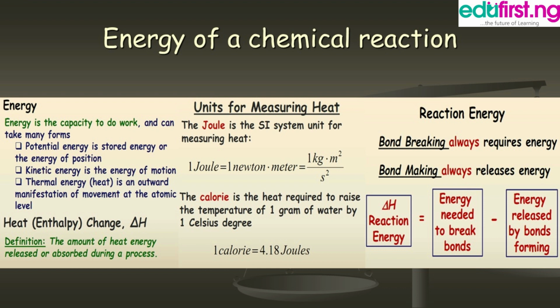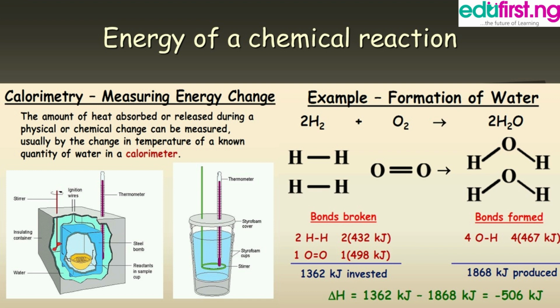The instrument used in measuring this heat is called the calorimeter, and a typical example is when you are reacting two molecules of hydrogen and a molecule of oxygen to form water. There is a bond breaking in hydrogen and oxygen, while a new bond is formed in water. Now, when you take the difference between these two heats, you have the heat of reaction. And in this case, it's endothermic since we have minus 506 kilojoules.